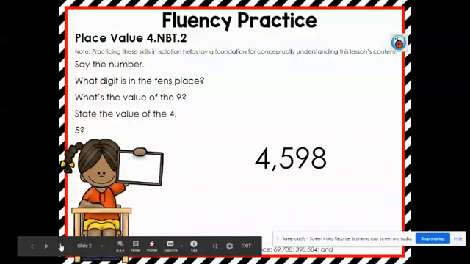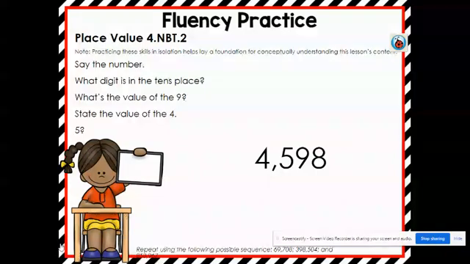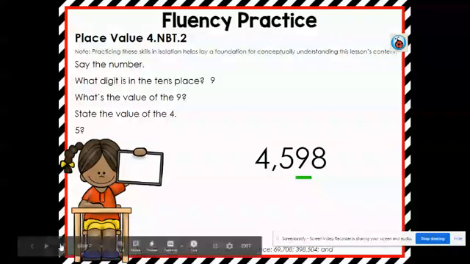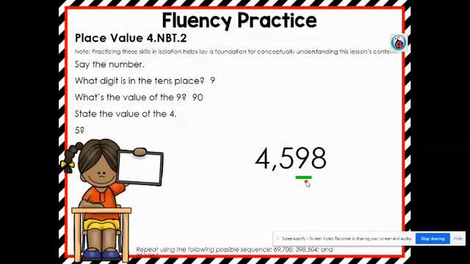Okay, so let's look at this. We're just going to start by saying this number. This number is 4,598. What number is in the tens place? What is that digit? That is a 9. Okay, how much is that 9 worth? That 9 is worth 90. Okay, what is the value of the 4?